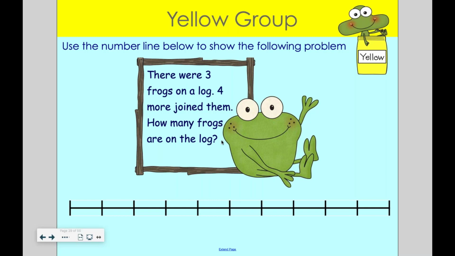The I is what information do I have? So we're getting them to look for, I know there's 3, I know there's 4. The S is what strategy am I going to use? So the strategy is I'm going to use a number line. And then the H in FISH is how do I know that's correct?